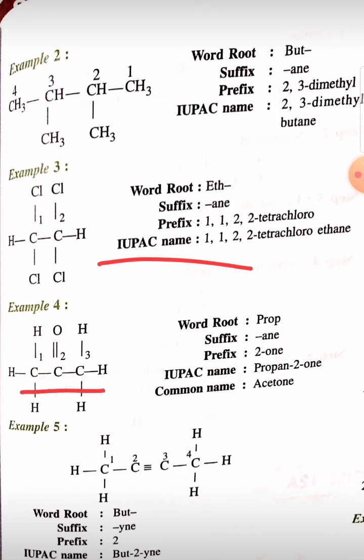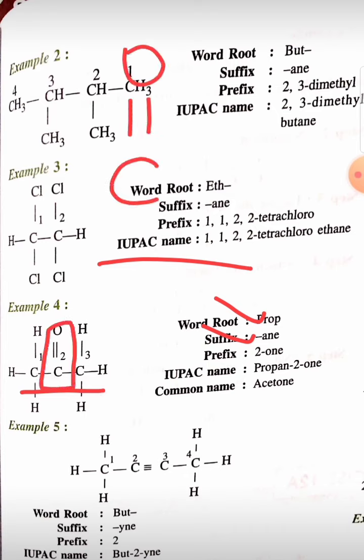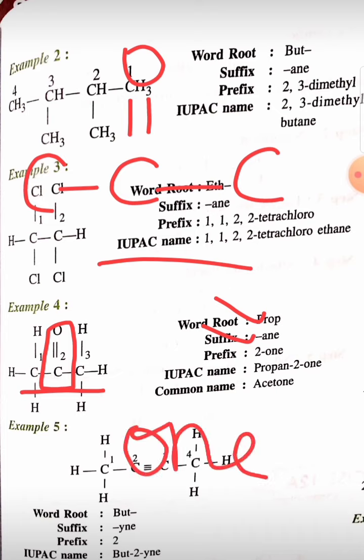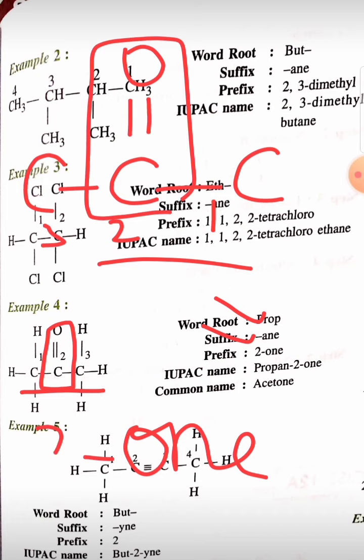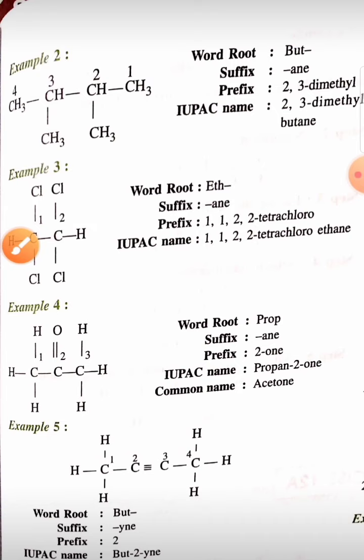In the next structure you can find 3 carbon atoms in the longest chain, so the root word is prop. Between carbon and carbon there is a single bond, so the suffix is ane, whereas you can find a keto group, C double bond O, which is a carbonyl group. On the right side one carbon chain is there, on the left side also one carbon chain is there, so it is a ketone. If there is a ketone, then the suffix will be one. The position should also be mentioned. To the second carbon atom you can find this C double bond O, so it will be 2-one. So the name of this structure is propan-2-one, commonly called acetone.